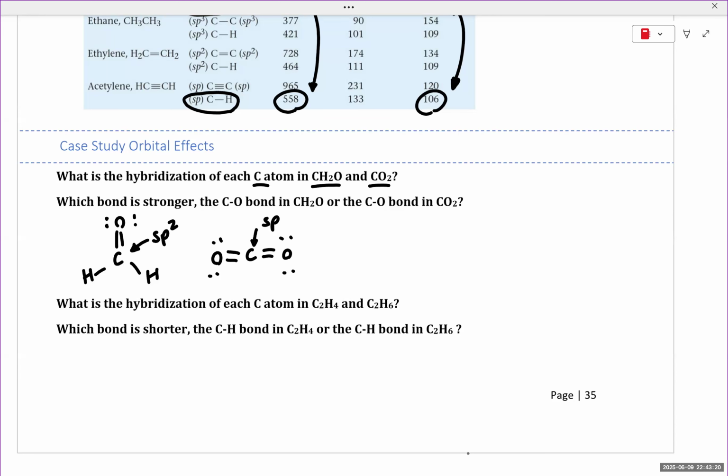So in this case, which bond is stronger, the CO bond in formaldehyde or the CO bond in CO2? In this case, the hybridization of the carbon in formaldehyde is sp2, while the hybridization of the carbon in carbon dioxide is sp. So this carbon-oxygen double bond will be shorter plus stronger because the carbon in carbon dioxide is sp hybridized. The orbital has more s character, so as a result, the bonds formed using that lower energy orbital are going to be shorter and stronger.